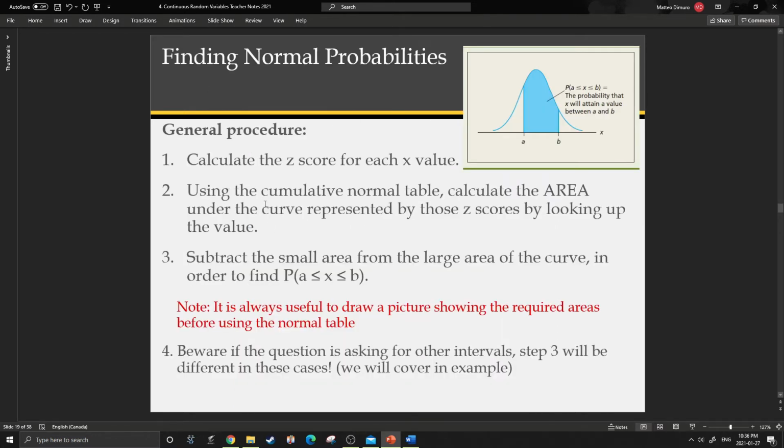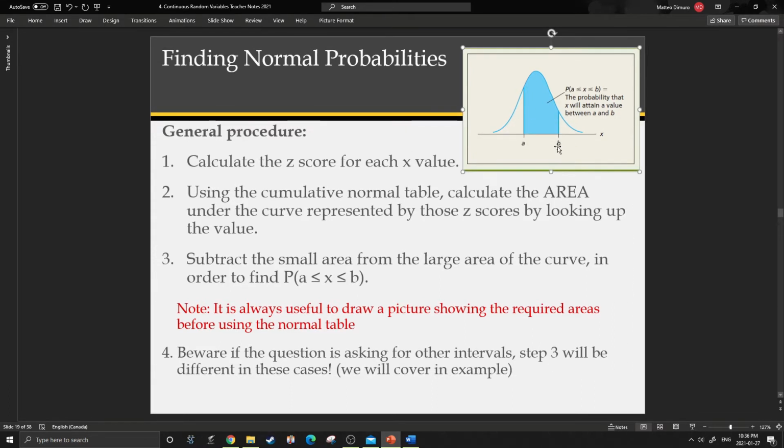All right. How do we use this to solve questions, or calculate probabilities is what I should really say? Well, here's the general procedure. I'll give you a moment. You might want to pause the video here and just read through it. But yeah, you'll calculate the z-score for each value. So let's just say you're trying to find a probability between two points, A and B. So you calculate the z-score for each one.